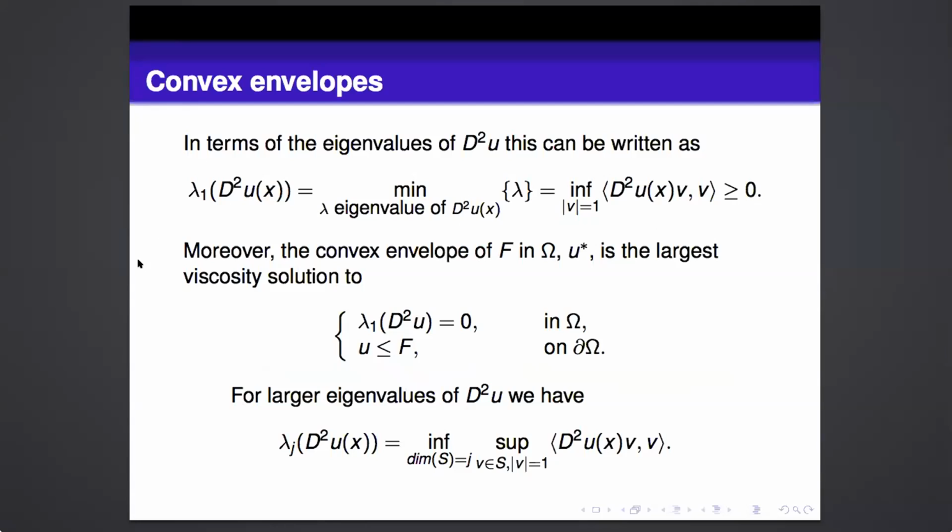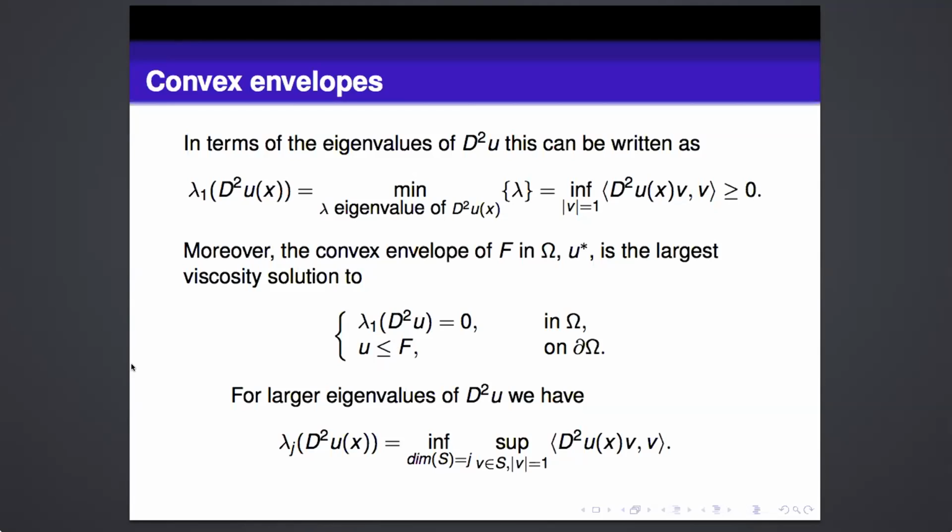Okay, concerning the convex envelope, when you take the supremum of all convex functions that are below f on the boundary, then your convex envelope is a solution to the equation lambda 1 of d2u equals 0, so you saturate the constraint, because if at some point you have that lambda 1 is strictly positive, you have room for going up a little more.